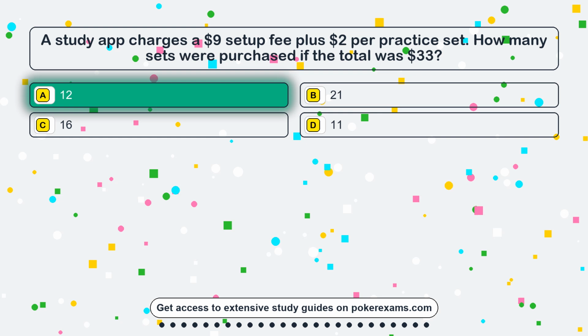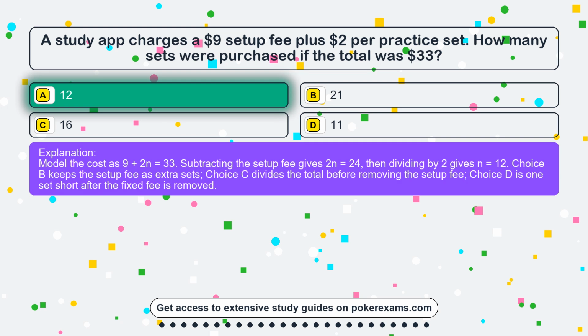The correct answer is option A, 12. Model the cost as 9 plus 2n equals 33. Subtracting the setup fee gives 2n equals 24, then dividing by 2 gives n equals 12. Choice B keeps the setup fee as extra sets. Choice C divides the total before removing the setup fee. Choice D is one set short after the fixed fee is removed.